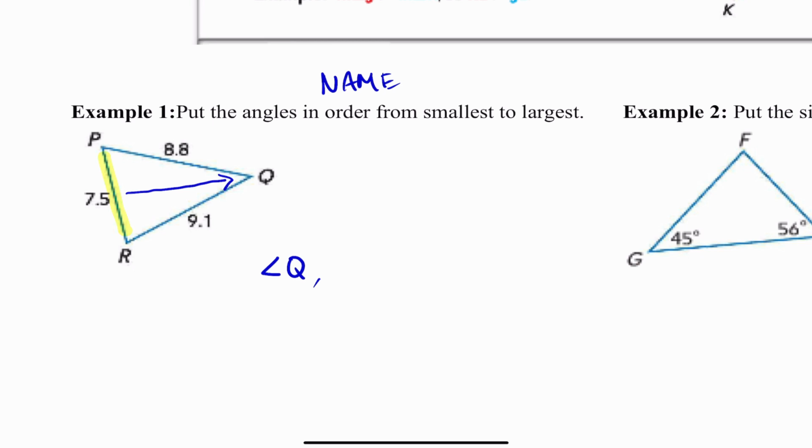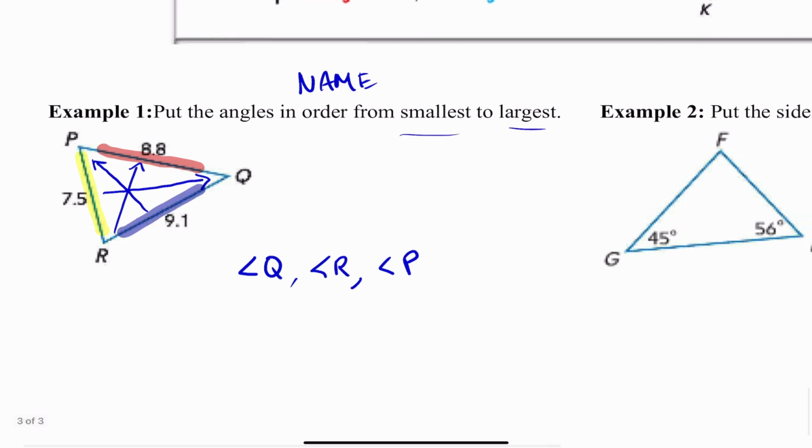Notice that the second smallest side here is 8.8, and the angle opposite to that is R. So angle R is your second smallest angle. And then lastly, we can see that 9.1 is your largest side. That means that the angle opposite to that side is angle P. So this is from smallest to largest.